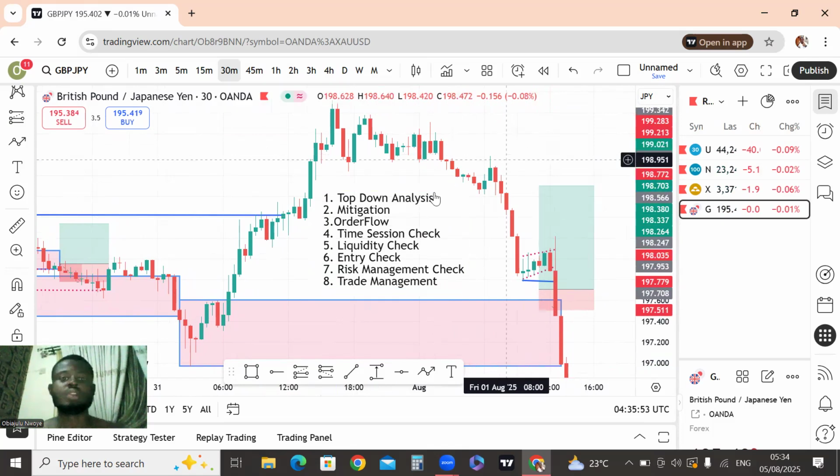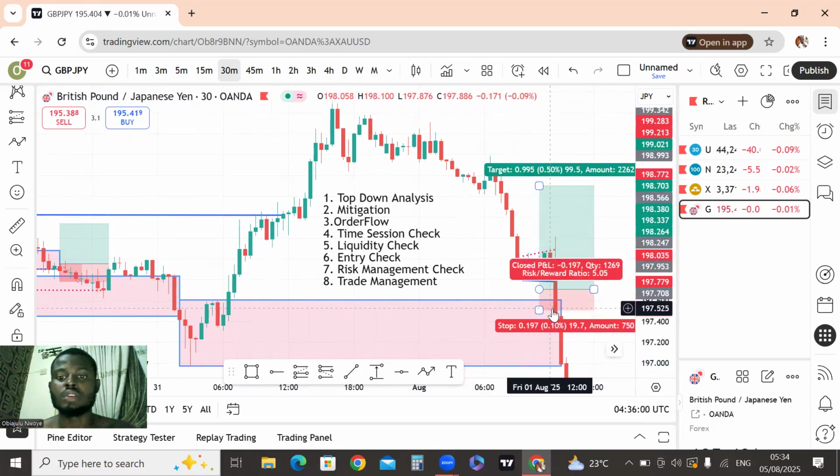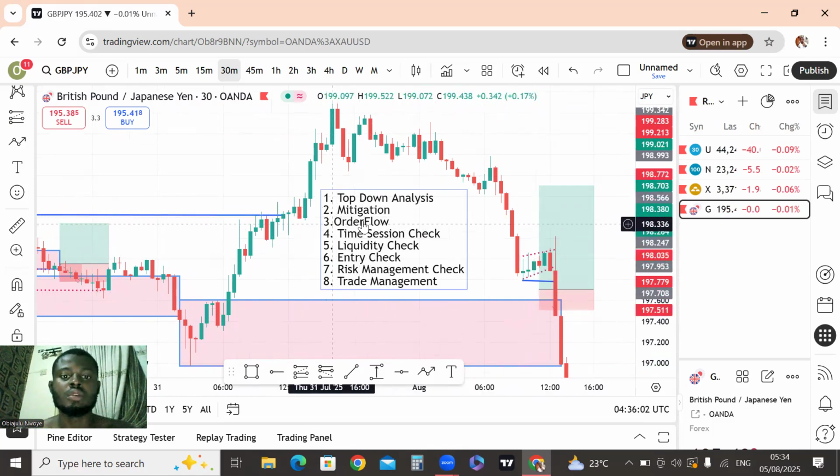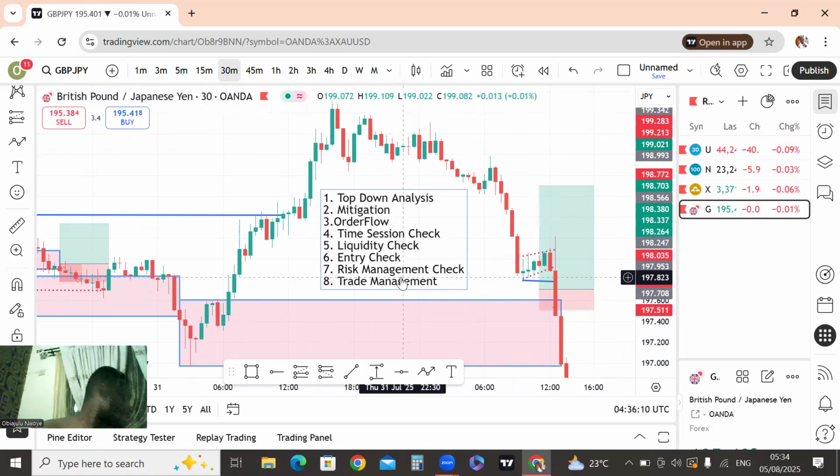Okay, so guys, you can see my checklist again. Top-down analysis was done. Mitigation here, you can see the mitigation. Then order flow, we are in a bullish order flow. Then time session check. I entered this trade around, I think around, where was the trade around? Let me check.